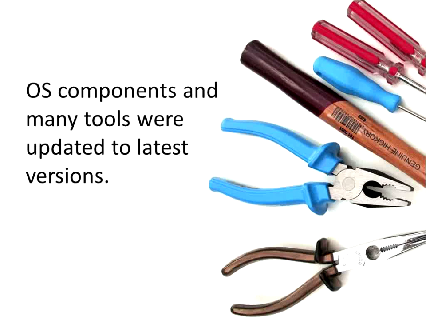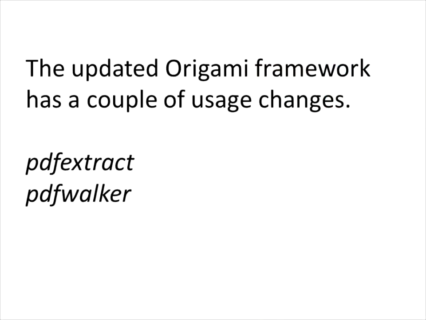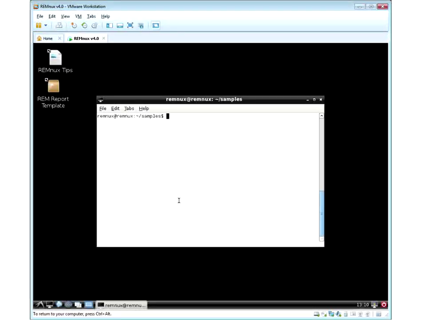Some other minor changes that you might want to keep in mind involve me replacing the OpenJDK version of Java with the Oracle version. Oracle Java 7 seems to be supported better than OpenJDK and is more compatible with the tools that I like to use that require that Java be present. You might be familiar with the Origami framework, which is an excellent tool for analyzing PDF files. I've updated that version as well, and there are two minor distinctions that you might want to keep in mind with this latest version of Origami. Let me quickly show you what these are.